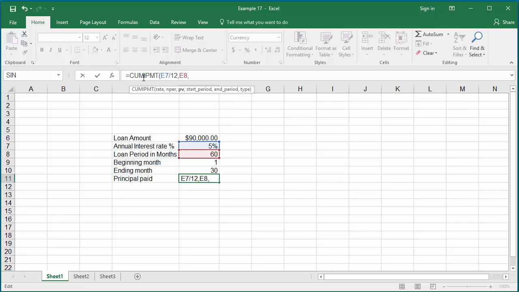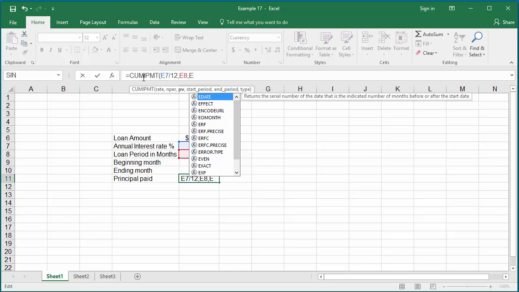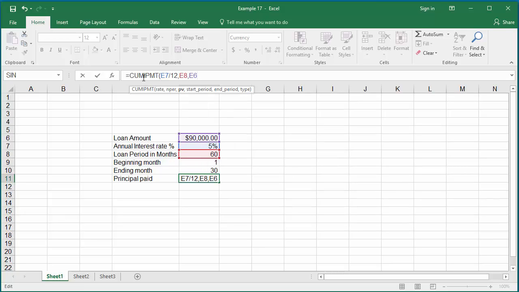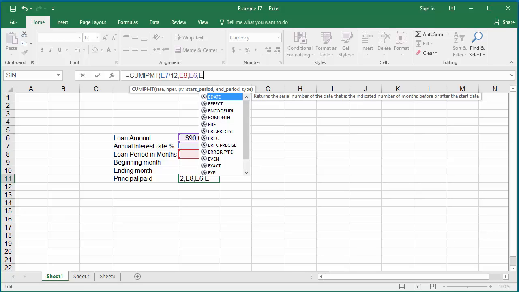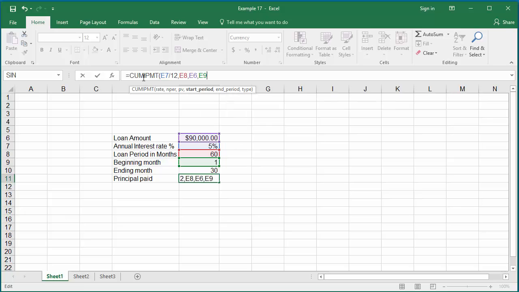So E6, comma, the beginning month, which is in cell E9, comma, the ending month, which is in cell E10, comma, whether the loan amount is paid every month, beginning of the month or end of the month. Select one, which is the end of the month. Hit enter.